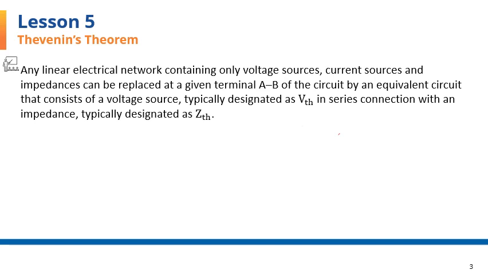Thevenin's theorem states that any linear electrical network or circuit containing only voltage sources, current sources, and impedances can be replaced at any given terminal AB of the circuit by an equivalent circuit that consists of a voltage source, typically designated as V sub Th, in series connection with an impedance typically designated as Z sub Th. This theorem allows replacing any linear circuit with a single voltage source in series with an impedance.